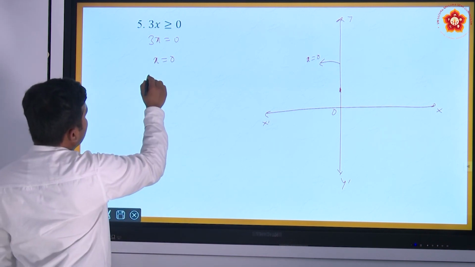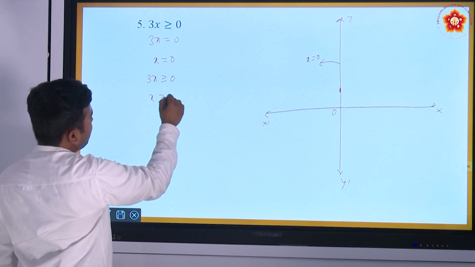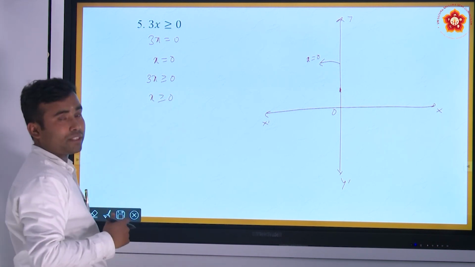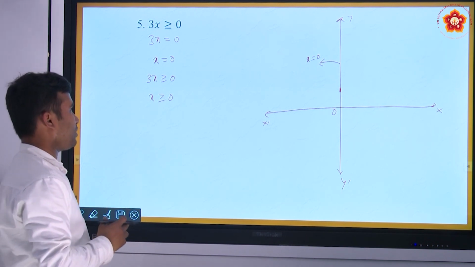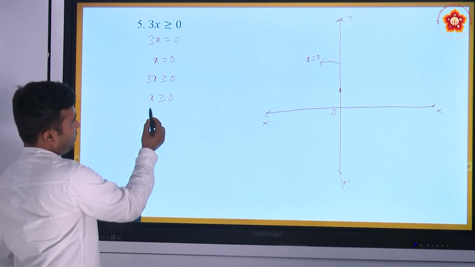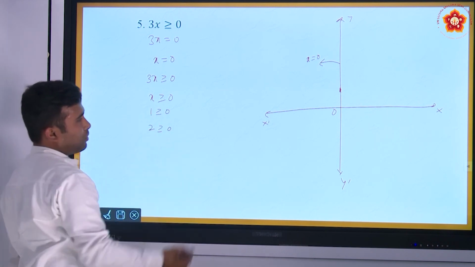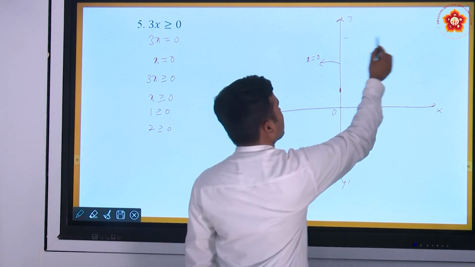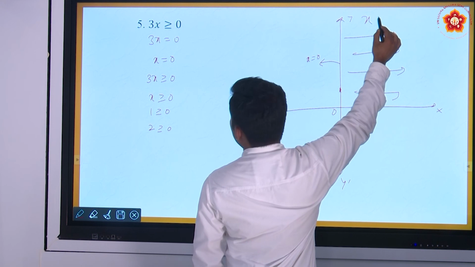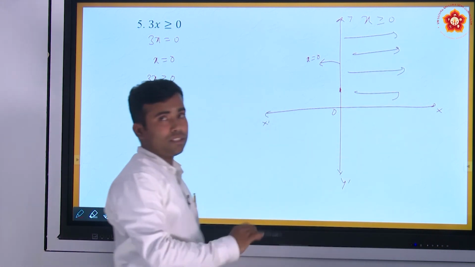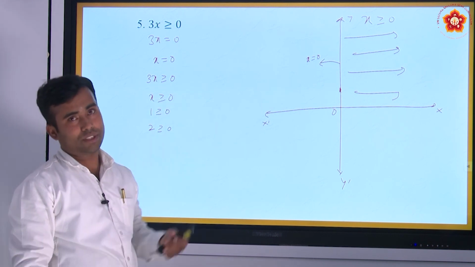Here they have given 3x is greater than or equal to 0, or x is greater than or equal to 0. We just divided by 3 on both sides of the inequality. So we got x is greater than or equal to 0. What are the possible values of x here? 1 is greater than 0, 2 is too. So the solution region will be this. This is x greater than or equal to 0. That is the solution region, and all the points in that region will satisfy the given inequality.